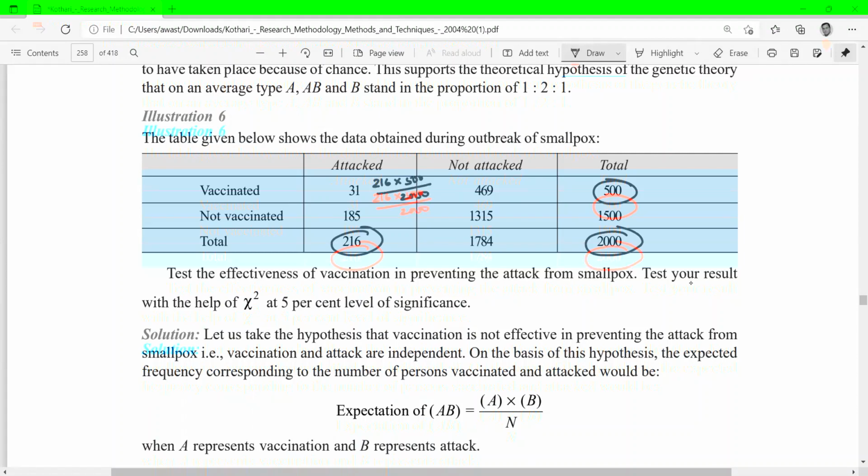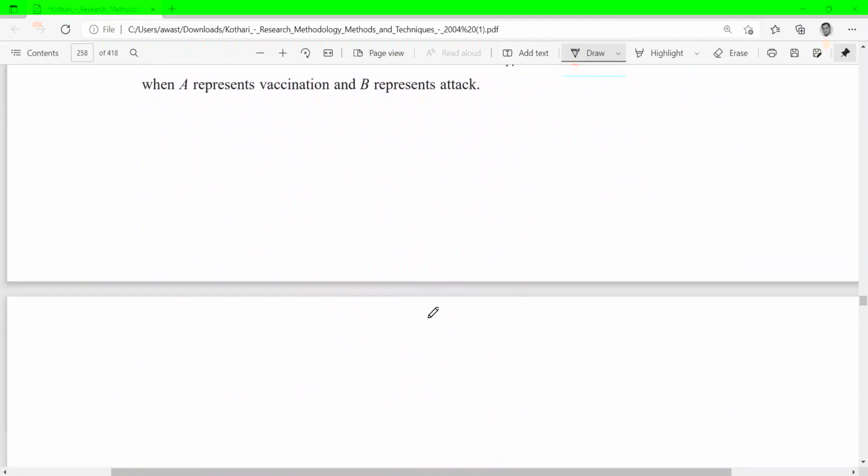Similarly, for non-attacked, the total of the column is 1784, multiplied by the total of the row, 500, divided by 2000. And similarly for 185, the total of the column is 216, multiplied by the total of the row, 1500, divided by 2000. And for this one, 1784 multiplied by 1500 divided by 2000. So we calculate the expected as you can see.